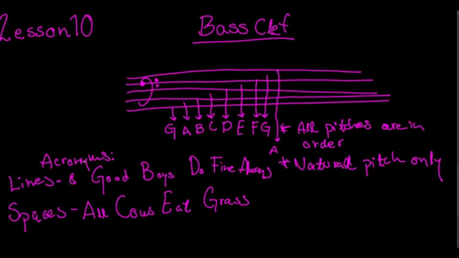So those are the two acronyms that are usually taught. For lines, it's good boys do fine always, G, B, D, F, A. And for spaces, it's all cows eat grass, A, C, E, G. First letter of each word.